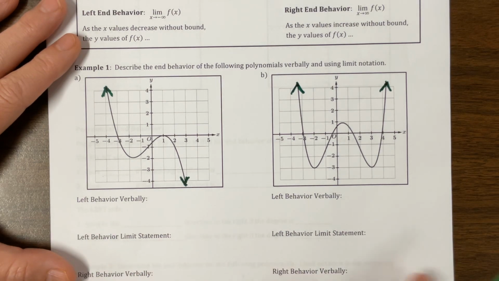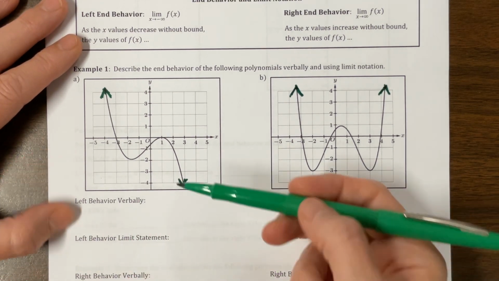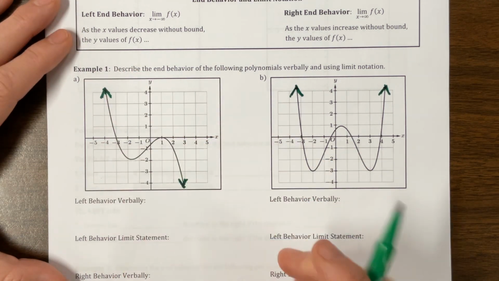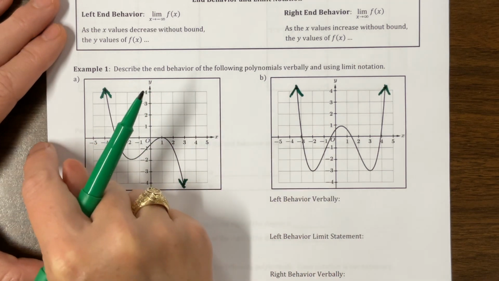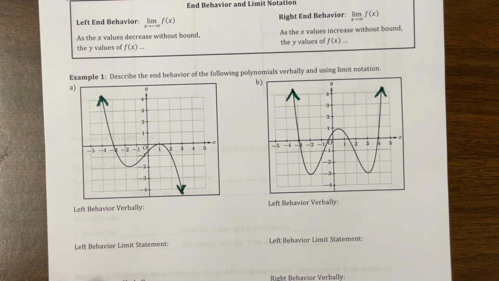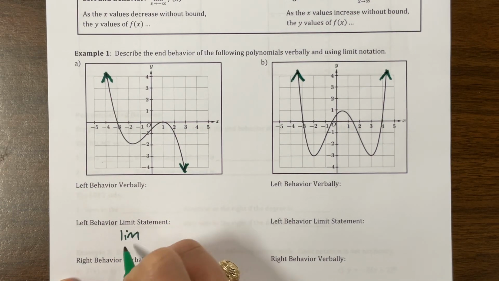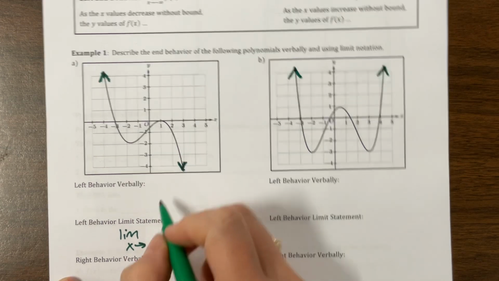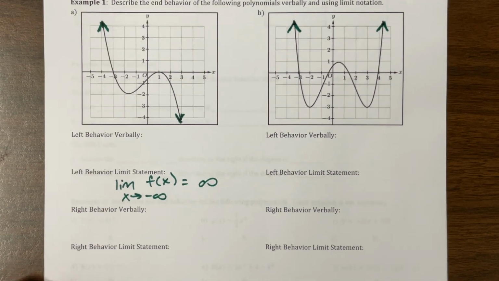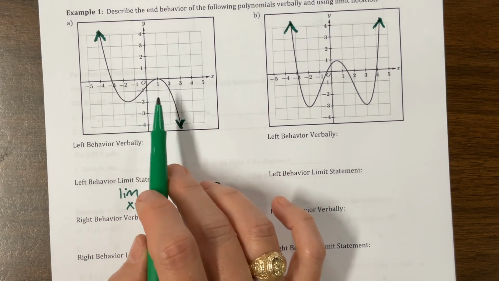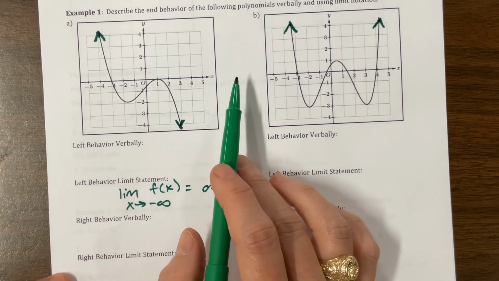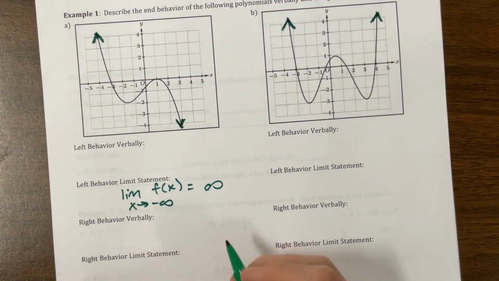On this one, the left behavior verbally, as the x value decreases without bound, the y value goes to positive infinity. So as we go farther and farther, as our x values get smaller and smaller and more and more negative, the y values are getting bigger and bigger. The limit as x goes to negative infinity of, we're going to call this f of x, is equal to positive infinity. The right behavior is saying as the x values increase without bound, the y values of f of x go to negative infinity is how I would say that.